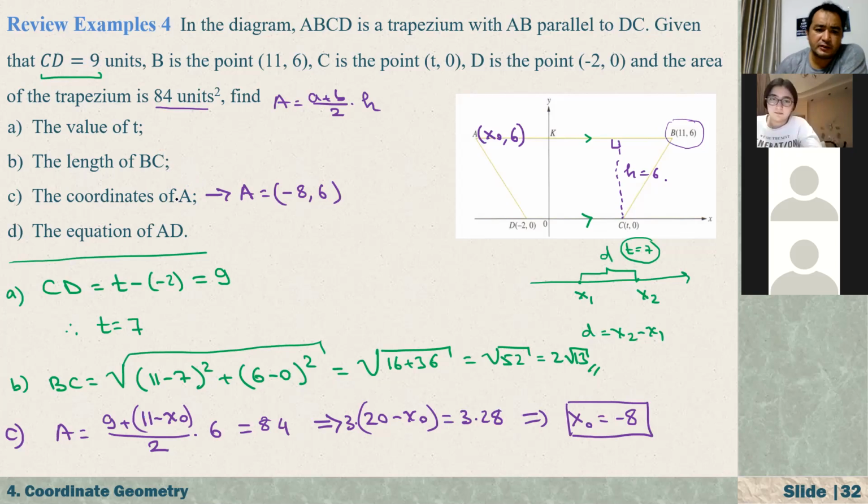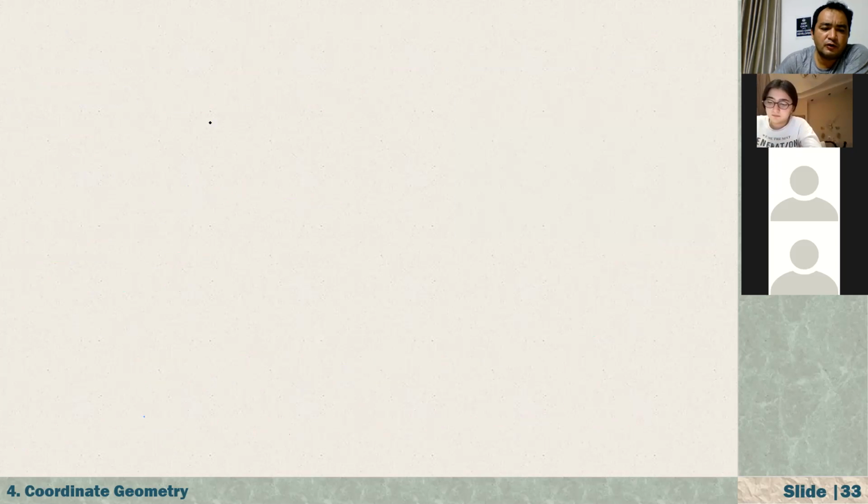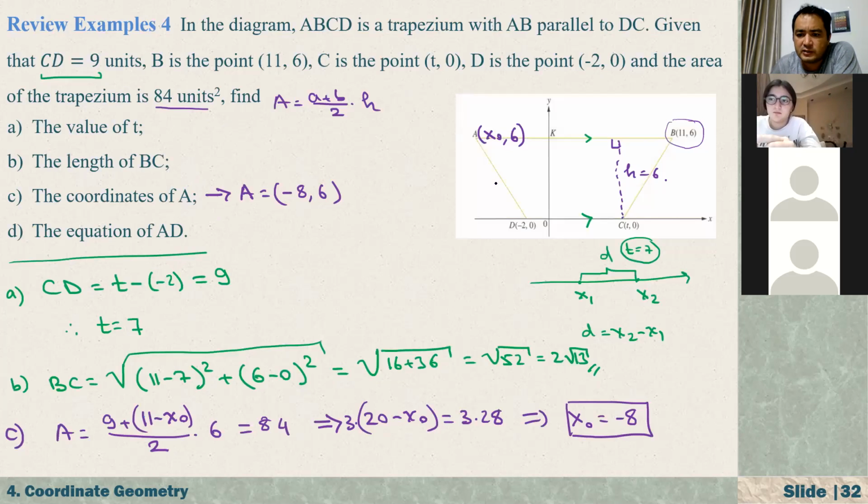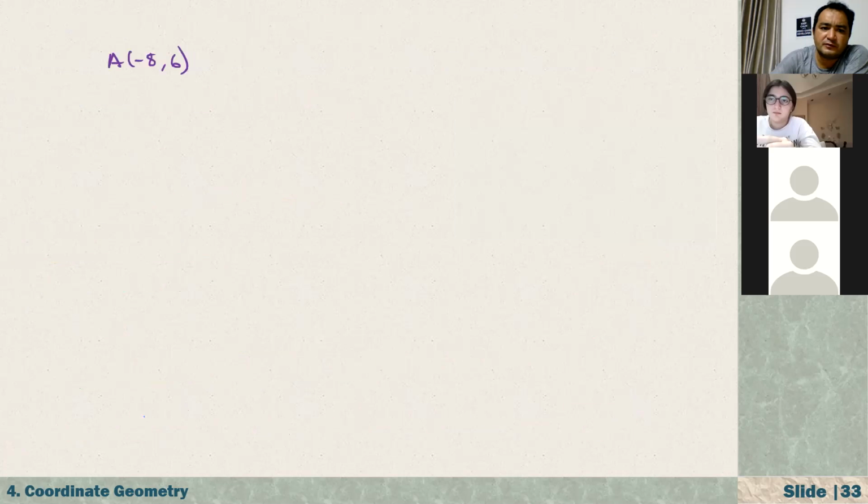And the last question here, the equation of AD, right? And what are the coordinates of A? It is minus 8, 6. So coordinates of A, let me just write here, it is minus 8 and 6. And how about the coordinates of D? Coordinates of D, minus 2, 0. So here it is D, minus 2, 0.